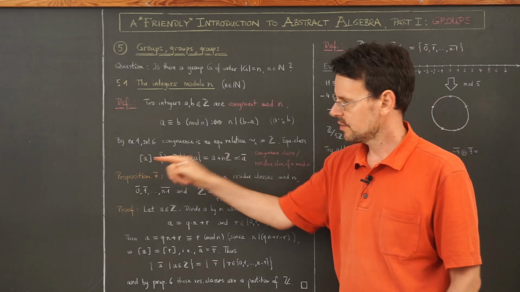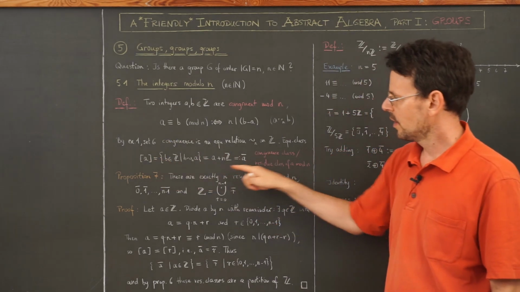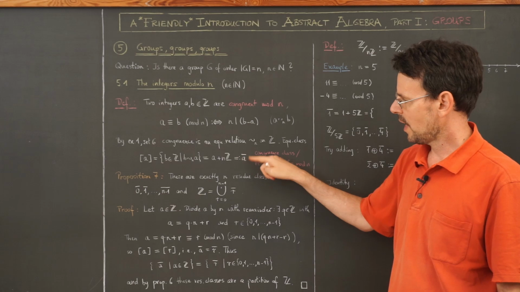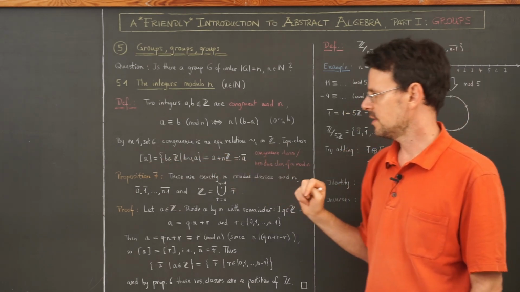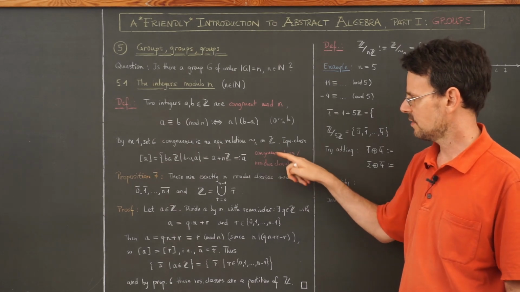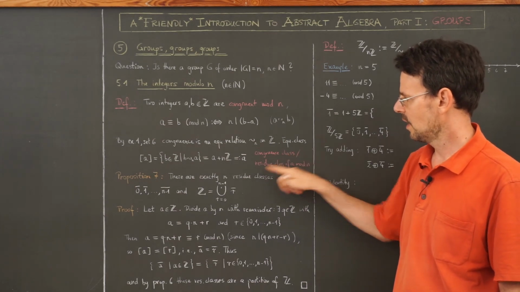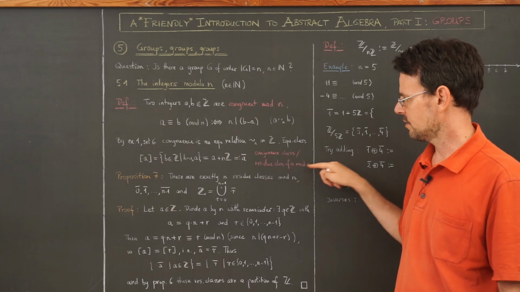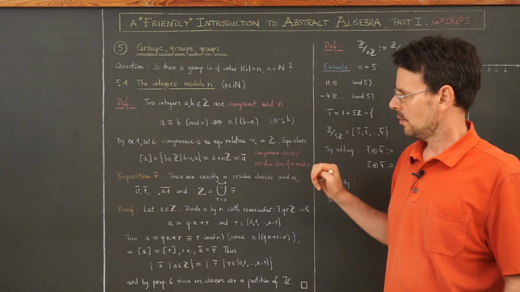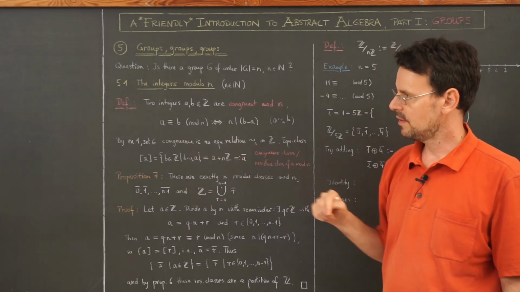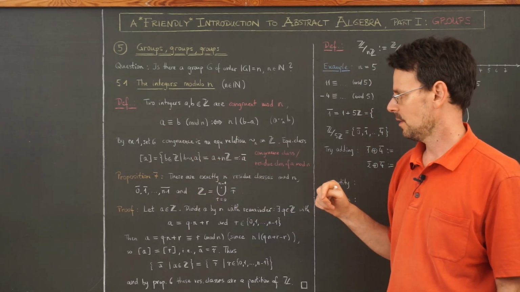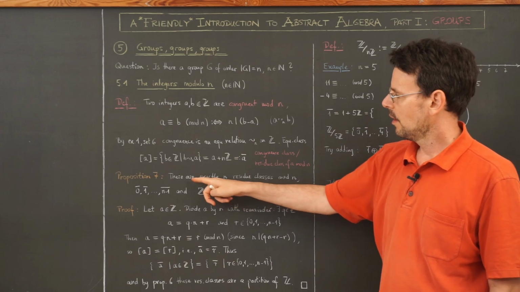Because this notation is a bit tedious to write down, we abbreviate it as follows: a bar. This line over the a is defined to be this equivalence class, and in this context we call it a congruence class or the residue class of a mod n. Okay, and also this proposition should seem familiar if you did this exercise last week.